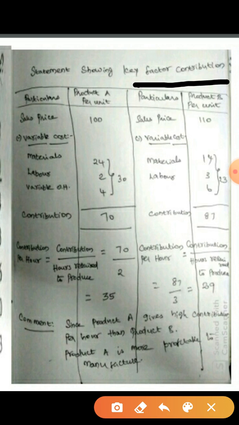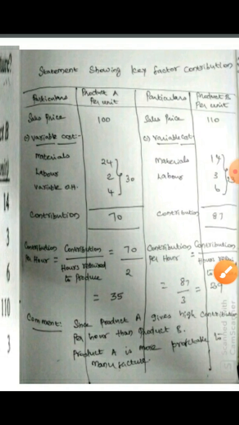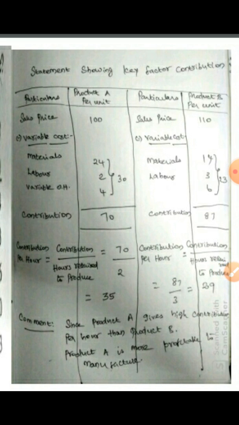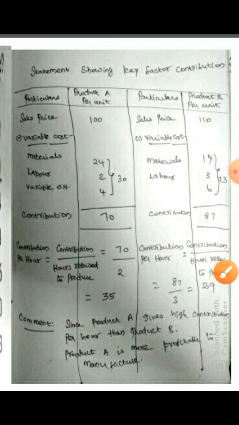First and foremost, you have to write the sale price. For product A the sale price is 100 and for product B the sale price is 110. So I have prepared a two column table, for product A and product B, and in the case of sale price I have written 100 for product A and 110 for product B. So this is done.